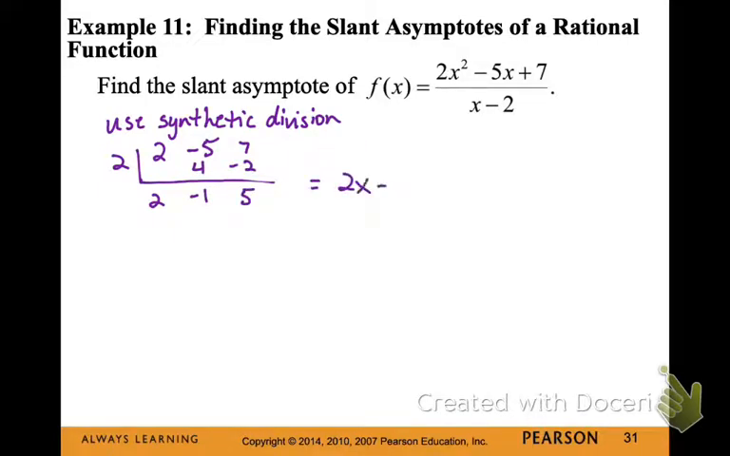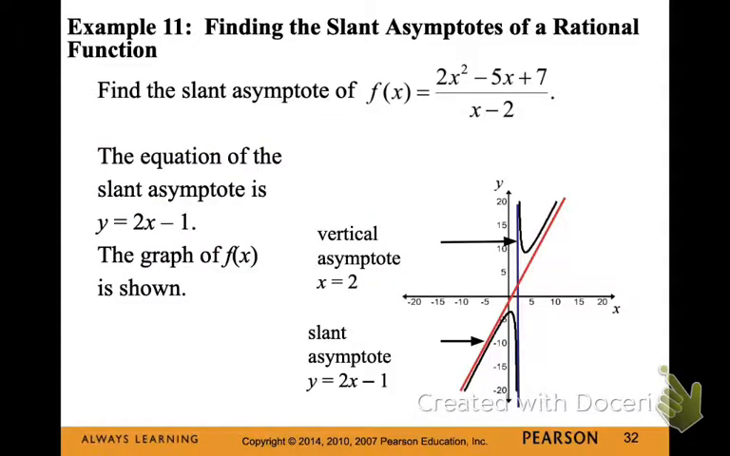And what we're left with is a function that is 1 degree less than the numerator. So if I plug in my variable, it is y equals 2x minus 1 plus my remainder of 5. But what I'm interested in here is this part of my results, and that is the equation of my slant asymptote, y equals 2x minus 1.